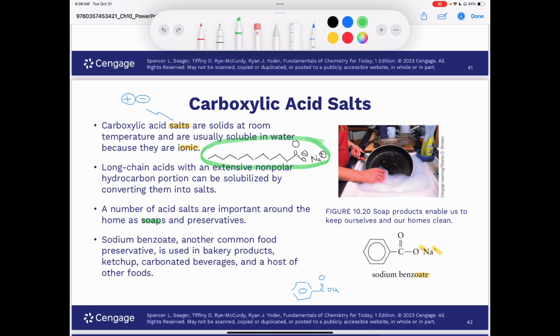So sodium benzoate is a common food preservative. It's found in bakery products, ketchup, carbonated beverages, and a host of other foods. And so I encourage you that if you're eating ketchup with your meal, look at the ingredients, and it will probably say sodium benzoate on the label, also with carbonated beverages and many other foods. So, one time I was looking at sprinkles. My kids were putting sprinkles on cupcakes, and I said, "Oh, what's in these sprinkles?" And I noticed sodium benzoate was in there right away. So we see sodium benzoate is oftentimes used as a preservative.